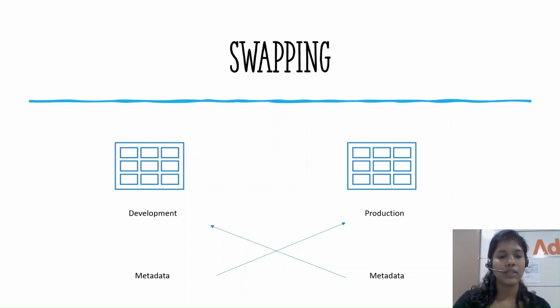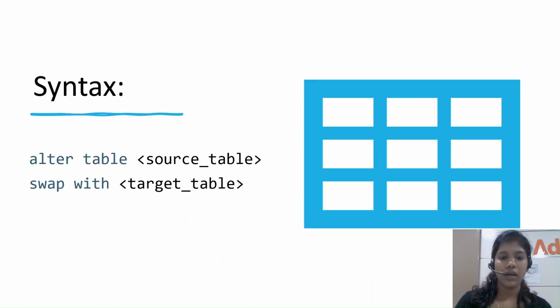In Snowflake, each table has its metadata and underlying storage. When we swap tables, we are just swapping the metadata pointers as shown here. The pointers are swapped. This process is straightforward and can be done with a single command, that is the alter table, the source table name, swap with keyword, and then the target table name.